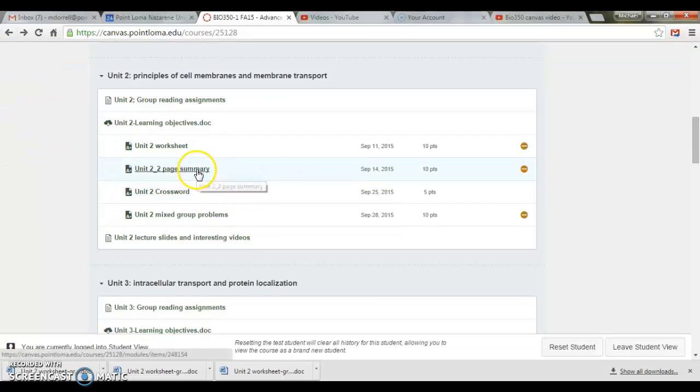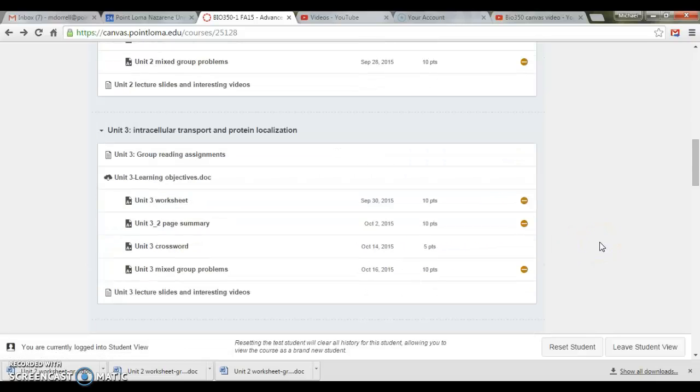Then we also have the 2-page summaries, some crosswords that helps them learn key terms, and some mixed group problems that we work on together in class. And all of these are also in assignments, so students will know that they can submit their finished work through these same exact links. And if you look at each unit, you'll see that each one is organized in the exact same manner. You have the group reading assignments, you have learning objectives, the worksheets they can get for each unit, 2-page summaries, crossword, and the mixed group problems.